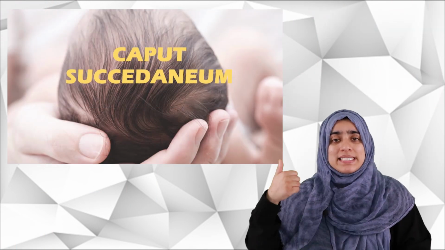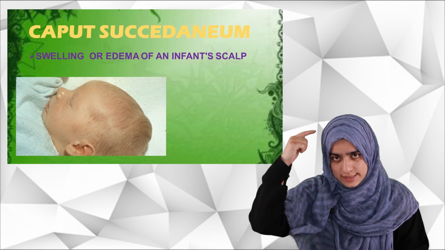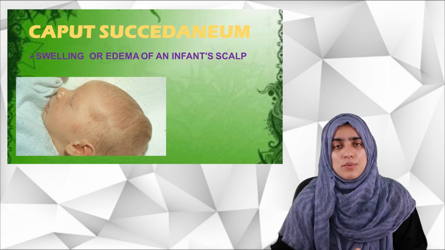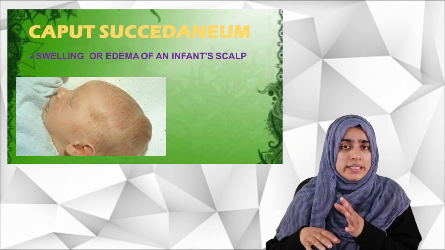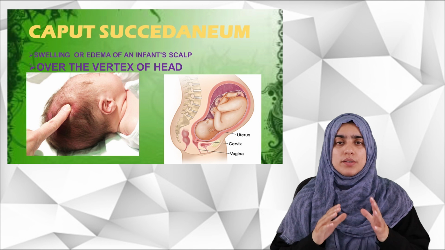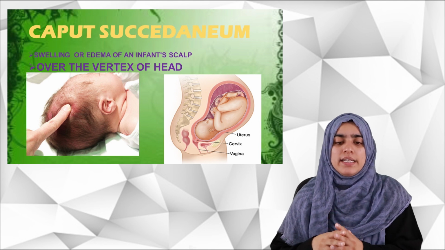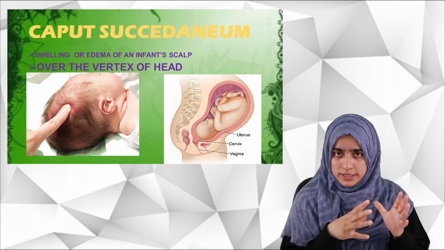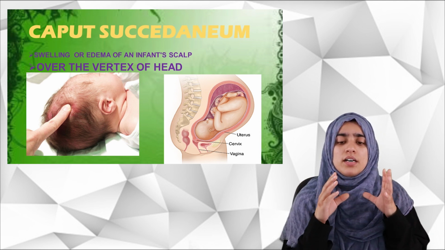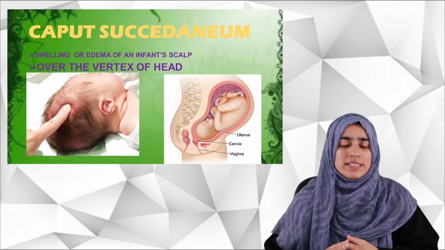The next thing we are talking about is head injury. It may include caput succedaneum. This caput succedaneum is basically a swelling or edema of an infant's scalp that appears as a lump or bump. It is seen over the scalp of the child shortly after the delivery. It often appears at the vertex of the newborn's head as a result of the pressure against the mother's cervix during labor, when the child is passing through the canal.